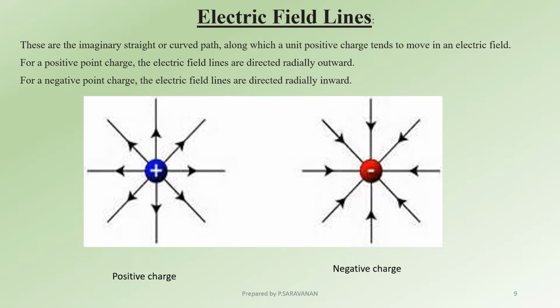These lines are imaginary lines, and these lines only are called the electric field lines or the electric lines of force. Now let us precisely define what electric field lines are. These are the imaginary, straight or curved path along which a unit positive charge tends to move in an electric field. For a positive charge, the electric field lines are directed radially outward, and for a negative point charge, the electric field lines are directed radially inward.